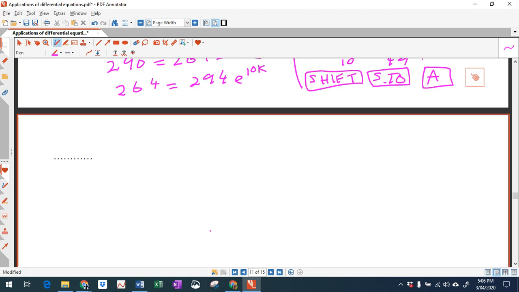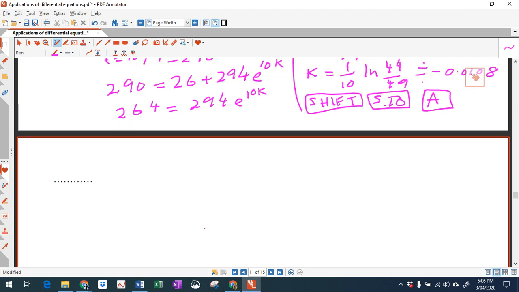Okay, now part B. Let's look at part B now. So part B, what does that say? Part B says, show that the final temperature of the object is 26 degrees Celsius.